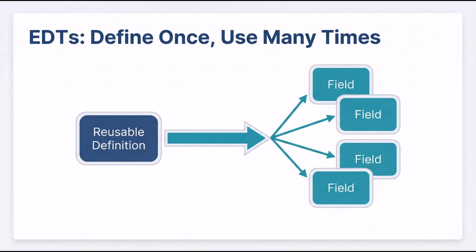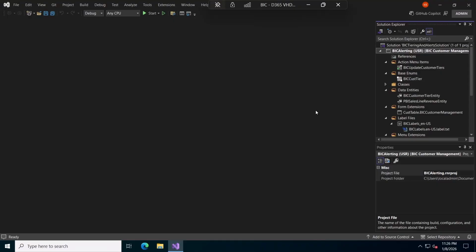Now, before we create the table, we first need to create the fields that will go inside it. And those fields need extended data types, or EDTs. Basically, an EDT is a reusable data definition. It specifies the type, label, and other properties for a field. So we're going to create 2 EDTs, one for standard warranty days and one for gold warranty days. Let me start with the first one.